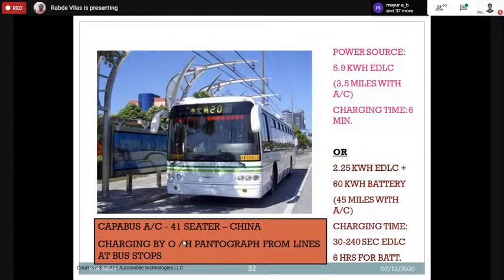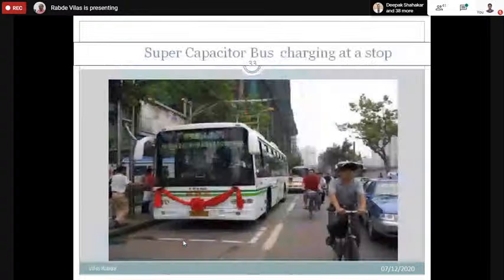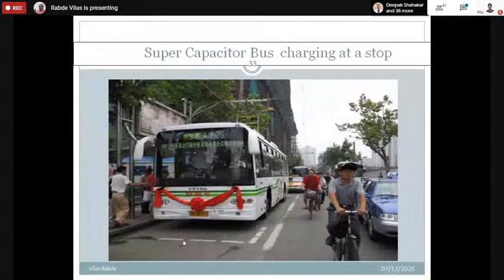It can take you 5 kilometers. So the next bus stop is definitely less than 5 kilometers. Again, the same process is repeated. The bus stops, passengers get in and get out, the pantograph goes up and charges the supercapacitor. So there is a fleet of 41-seater buses operational in China.